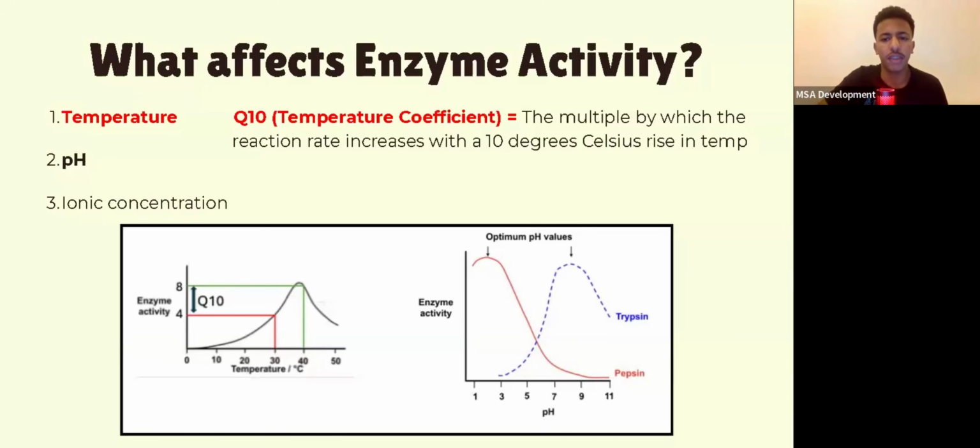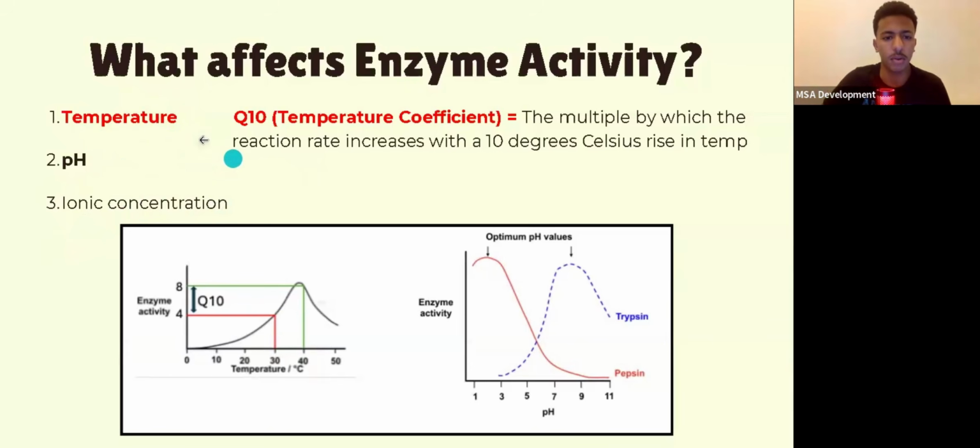Now let's look at what affects enzyme activity. We have two important factors, ignore the third one. They're temperature and pH. Let's talk about how they affect enzyme activity. If you have a very high temperature, enzymes will denature and they're not going to work anymore. If you have very extreme pH, either very low or very high, enzymes will also denature. If you have a very low temperature, the enzyme will be inactive, but it will not denature.